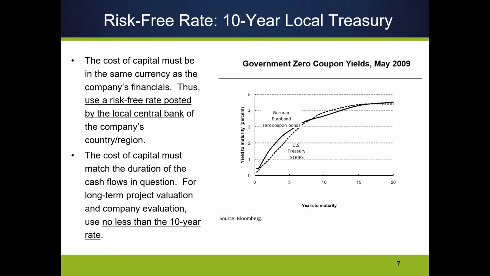Okay? So we'll start with the risk-free rate. Again, this is observable. So the important thing here is that the cost of capital has to be in the same currency as the company's reported financial statements. So that just means that for a US company, you need to use US risk-free rates, US Treasury bonds. If you're looking at a German company, then you're using a German Euro bond, what they call a Bund. If you're looking at a Brazilian company, then you're using Brazilian government debt. Japanese company, Japanese government debt. You get the idea, right?